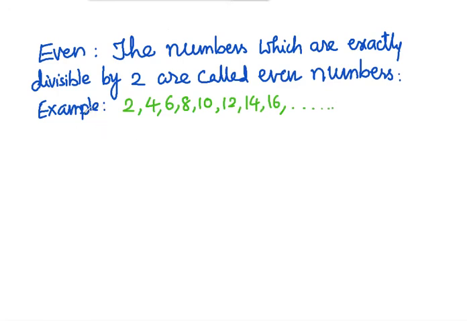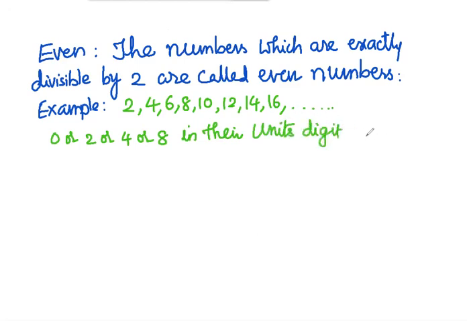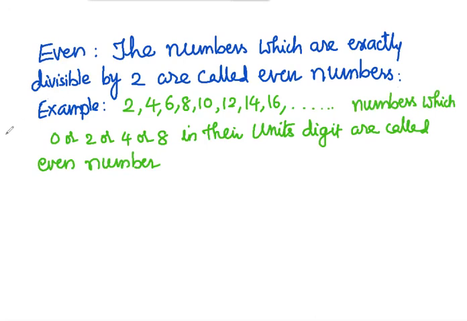Generally, we can say that numbers which have 0 or 2 or 4 or 6 or 8 in their units digit are called even numbers.